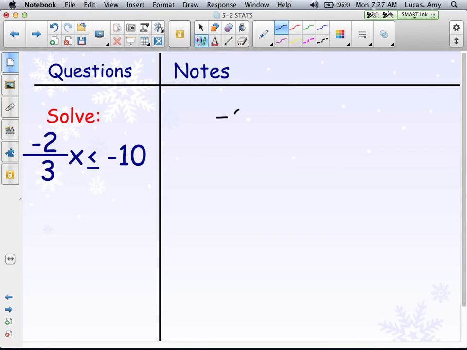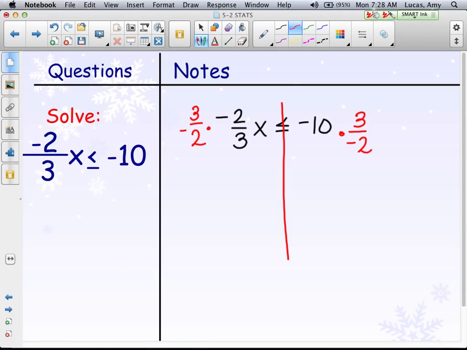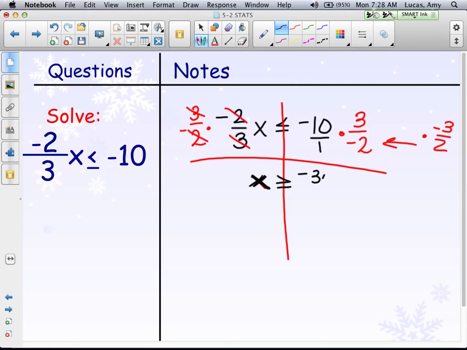Now, your favorite kind of problems, when we have a fraction times our variable. Hopefully you remember that we multiplied these by the reciprocal. So the reciprocal here is 3 over negative 2. So I am multiplying by a negative fraction, so that means I am going to have to flip my symbol. So my fractions have canceled out. I flip my symbol, put a 1 under my negative 10, multiply straight across. Negative 30 over negative 2 would be positive 15.